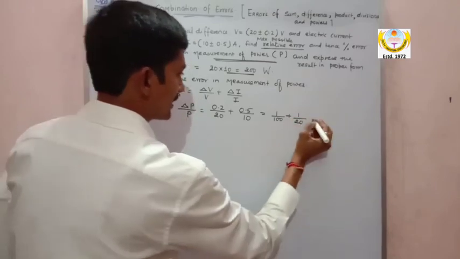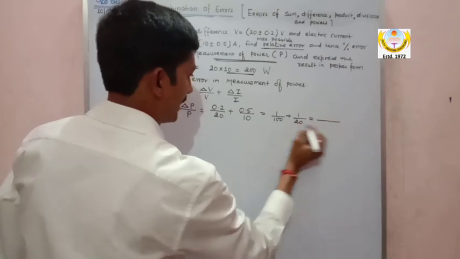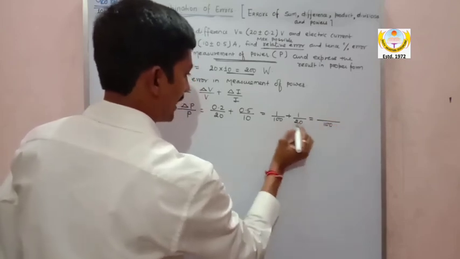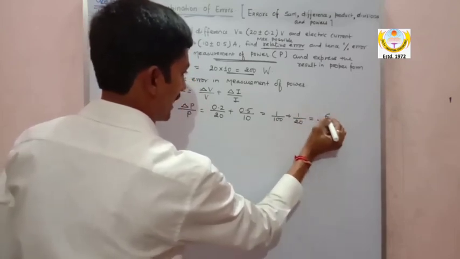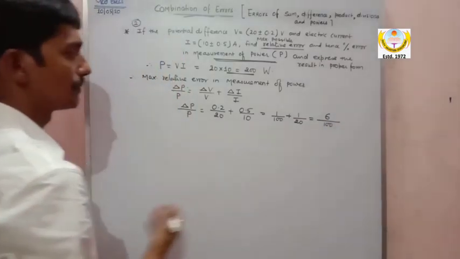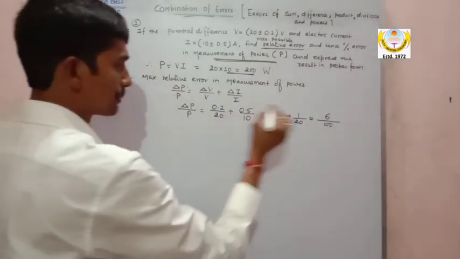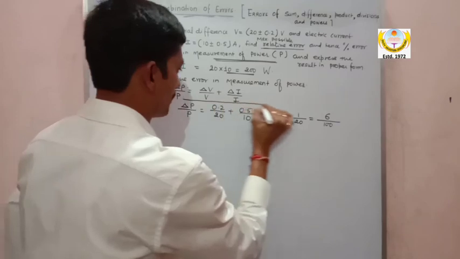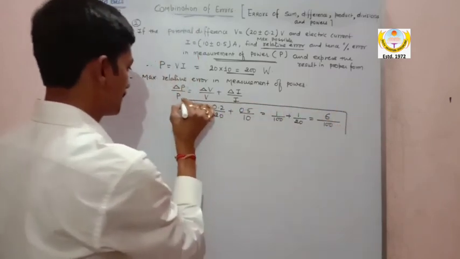When I solve this, the answer I will get, my dear, is: 100 is the LCM, and here it is 25 and this 6 by 100. So 6 by 100 is the maximum relative error in power.